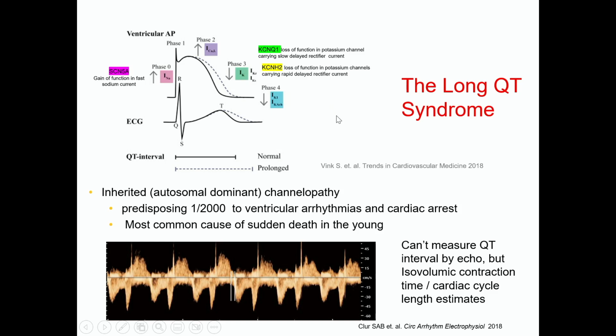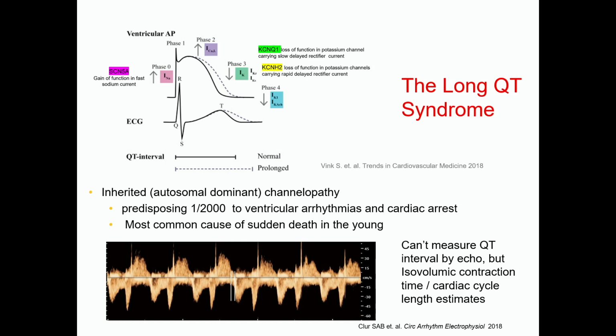So the long QT syndrome is an inherited channelopathy. It's autosomal dominant. It predisposes about 1 in 1,500 to 2,000 people who are affected by this to ventricular arrhythmia and cardiac arrest. And it, in fact, is the most common cause of sudden death in the young. And it's a lot more common than people really thought.